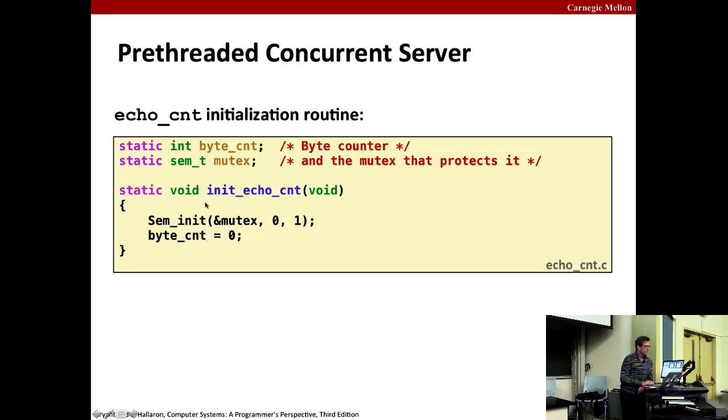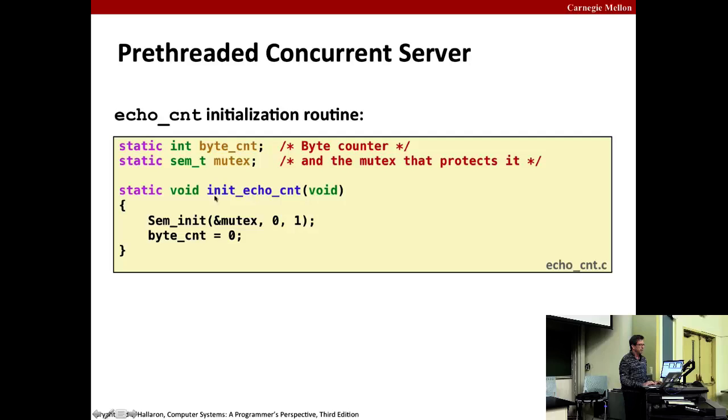Now, to initialize this echo count function, we need to initialize the mutex. So this echo count function defines a global variable called byte count. In this echo server, we're going to keep track of the number of bytes that we've received from all the clients that we're interacting with. So there's a global variable called byte count, which is shared by all the threads, and we're going to update this byte count variable every time we receive data from the client, and we're going to use a mutex to protect the accesses to byte count.